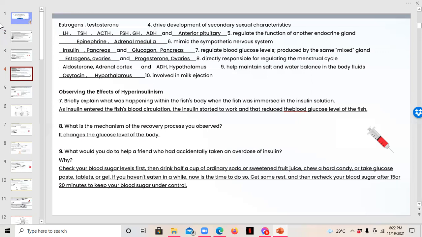Check your blood sugar levels first, then drink half a cup of ordinary soda or sweetened fruit juice. Chew a hard candy or take glucose paste, tablets, or gel. If you haven't eaten in a while, now is the time to do so. Get some rest and then check your blood sugar after 15 or 20 minutes to keep your blood sugar under control.